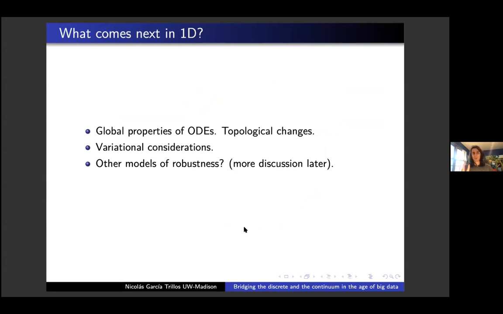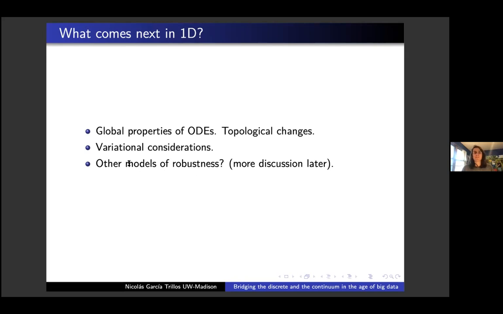Global properties of ODEs and topological changes are not accounted for in our theory. We cannot say what happens for all epsilon, but only what happens for a small enough epsilon. So are there topological changes? Probably. And in fact, there are examples where you can see that this may happen. In that case, is there a way to know that there is going to be a topological change, and what to do in that case? Can you then proceed with ODEs after that? That's an open question for sure.